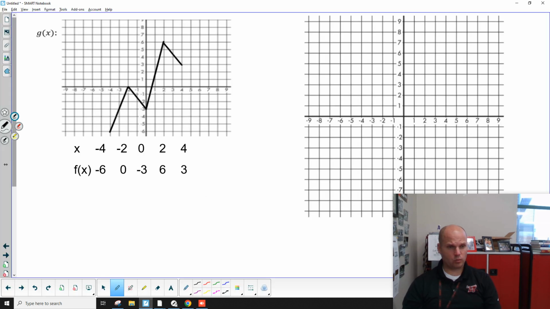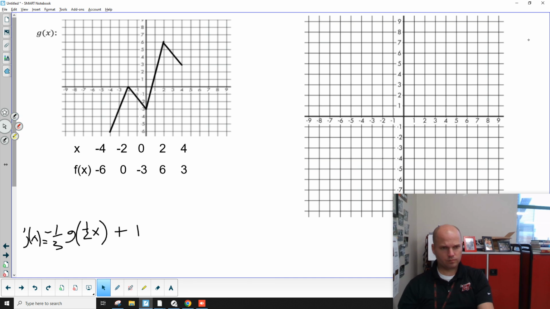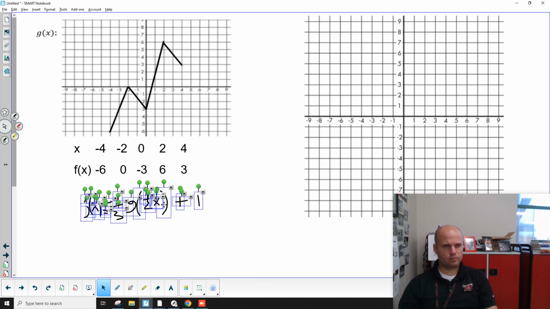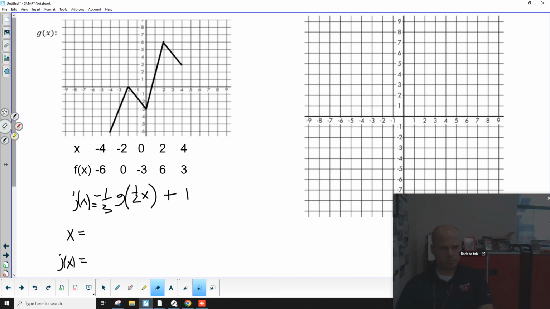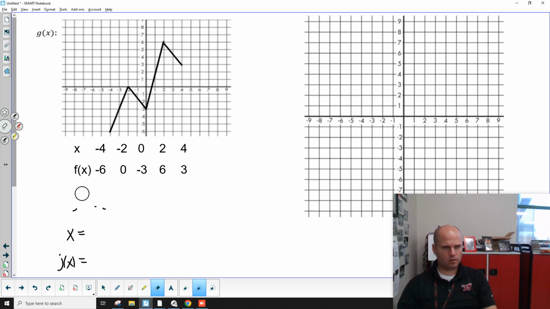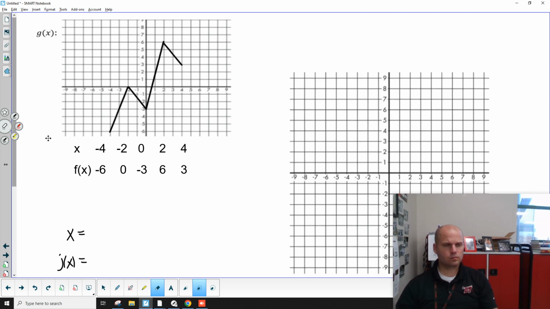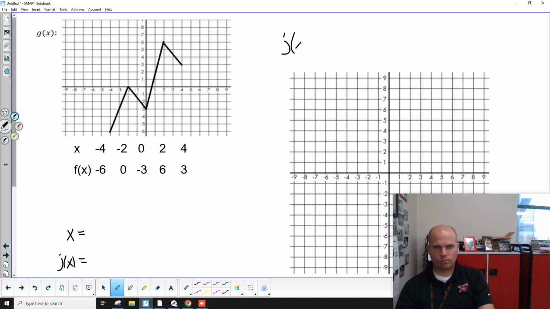-1/3 j of 1/2 x plus 1. g of x plus 1. And that's j. Okay. Maybe I'll put it here and I'll say, here's x, here's j. Let me write that down. -1/3 g of 1/2 x. I probably should have done this one.